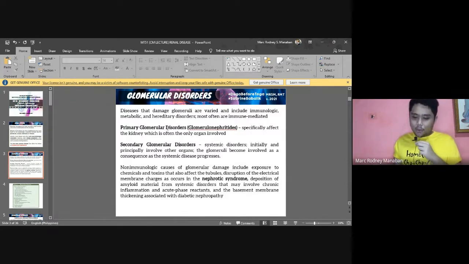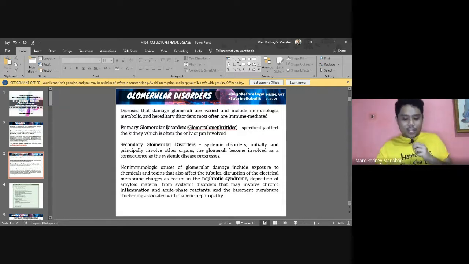Aside from that, of course, there could be metabolic disorders such as overflow aminoaciduria, all right? Metabolic disorders such as diabetes mellitus, of course, with increased glucose, and that glucose can elicit changes in the glomerulus. And of course, hereditary disorders. There could be damage already to the glomerulus from genetic changes because of hereditary diseases, okay? And again, as I mentioned, the most common cause is immune-mediated, all right?